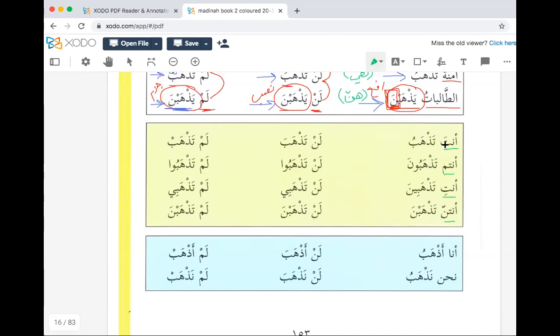So are you talking to these people? Yes. You're addressing them. So this is known as al-mukhatab.